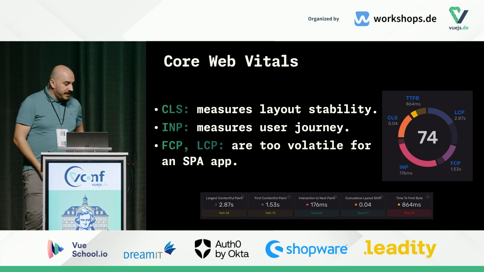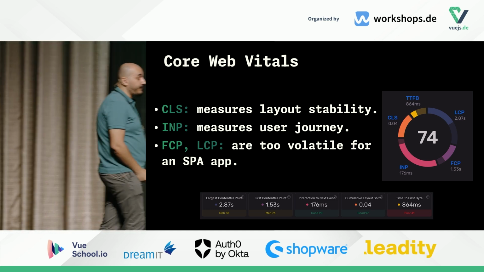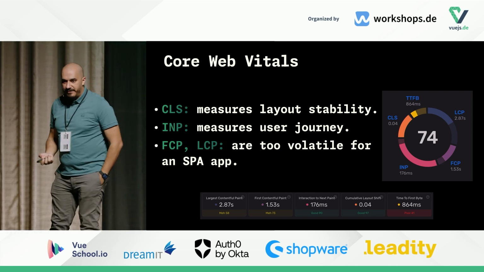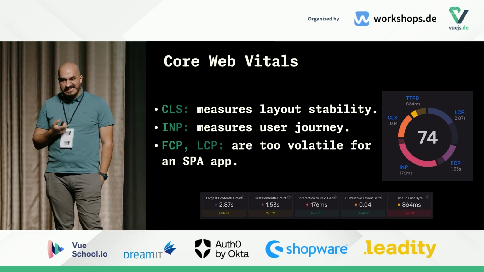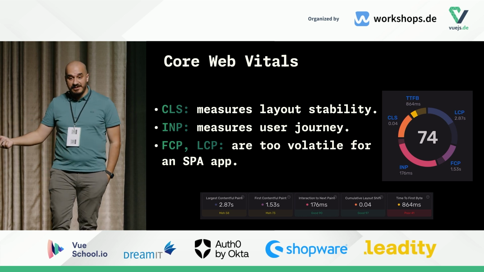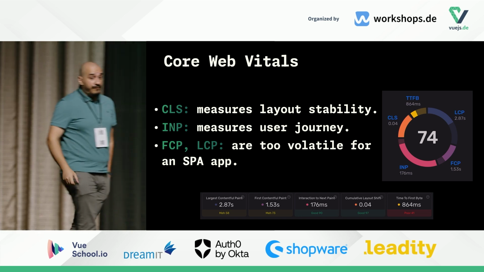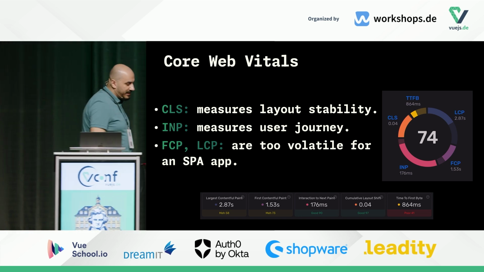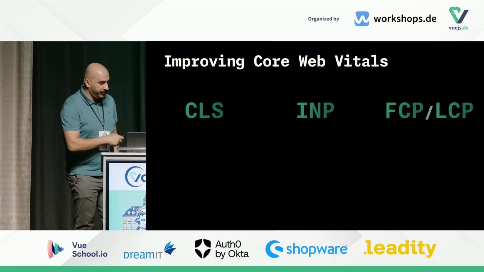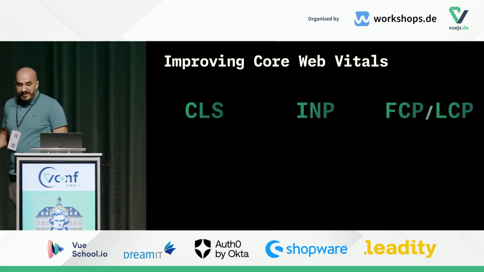Then we have FCP and LCP, first contentful paint and largest contentful paint, and they are too volatile for us. Yes, they are really important, but they are too volatile because every user in our app has a different view than another user. A user may have a message stream full of images, another may have just text. So the numbers are all over the place for these 2 metrics. So they are a bit unactionable for us, but there are ways to optimize for them. So I have compiled a list of how to improve each one of these.